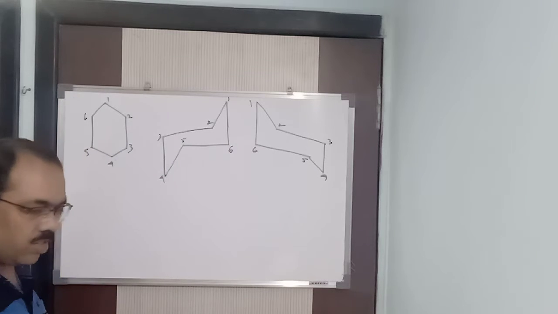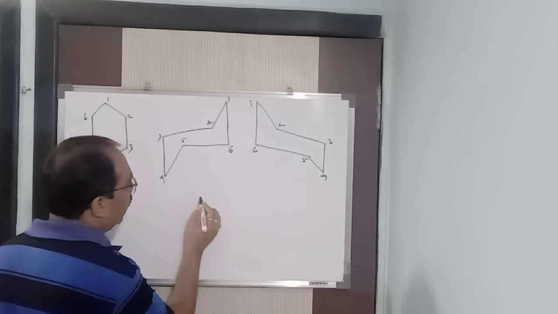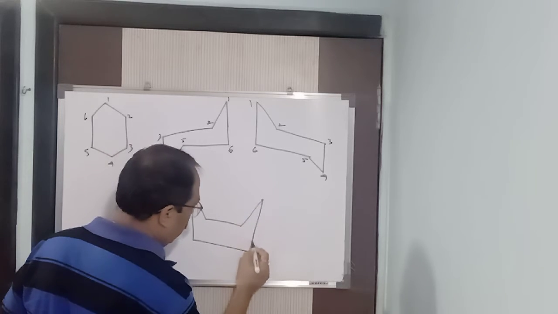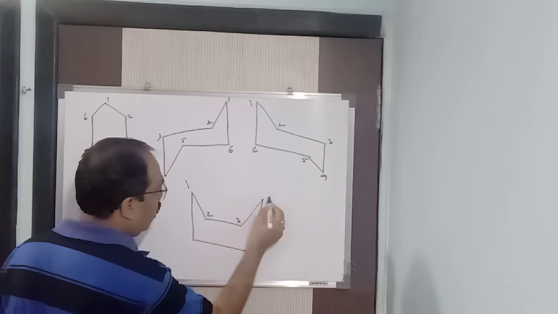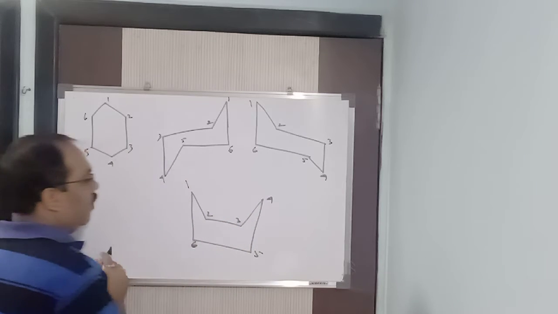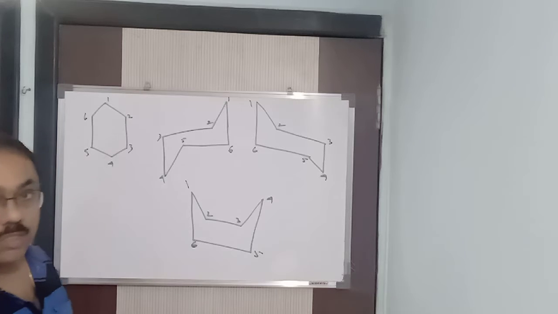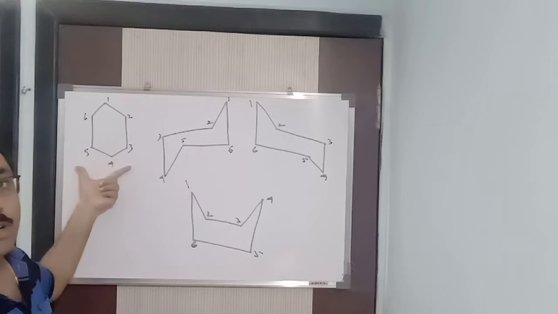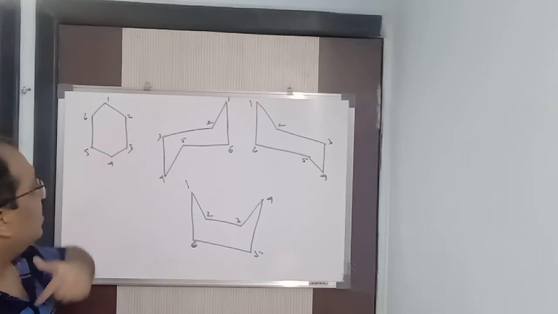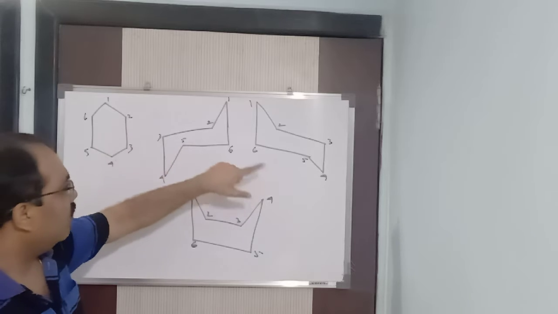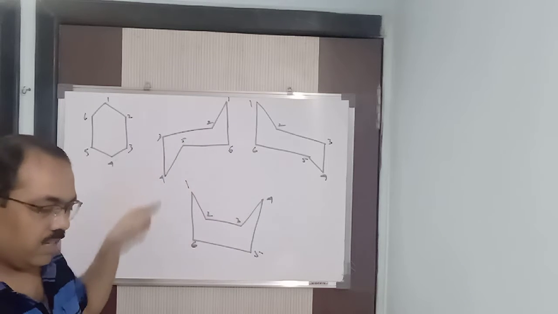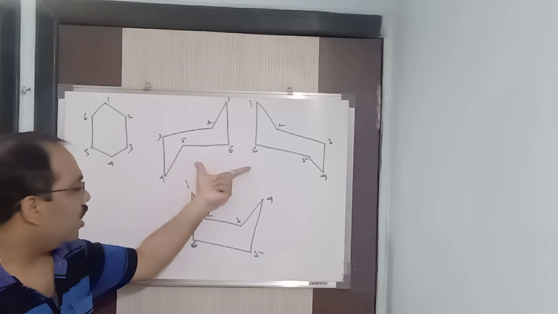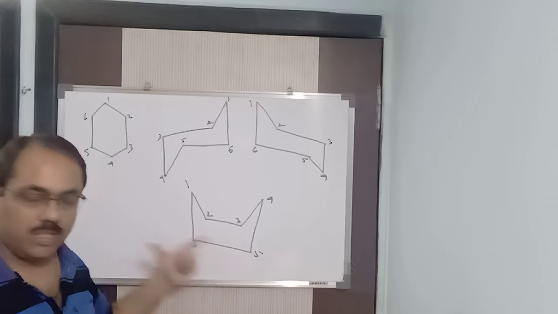This is flipping, I'll tell you what flipping is. Now, it can be represented in this way also. See here, 1, 2, 3, 4, 5, 6. What is this known as? It is known as the boat conformation. These two are the chair conformation. So you can see that cyclohexane, on bending and twisting, gives different conformers. These are the conformational isomers: chair conformers and boat conformers.